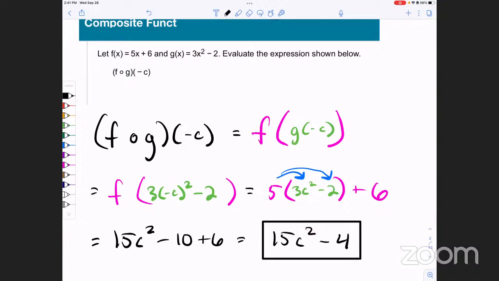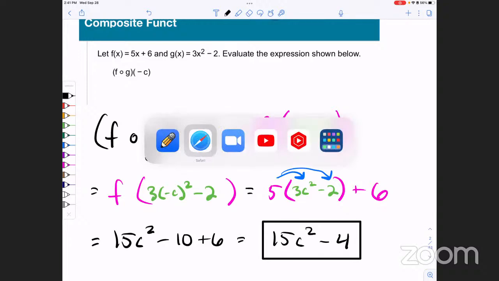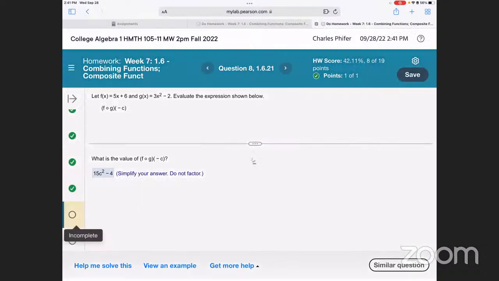Let's do one more, then that'll be it. So we made it almost half. Come on.